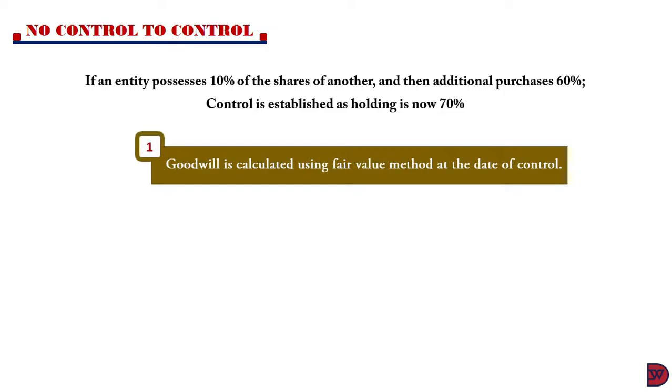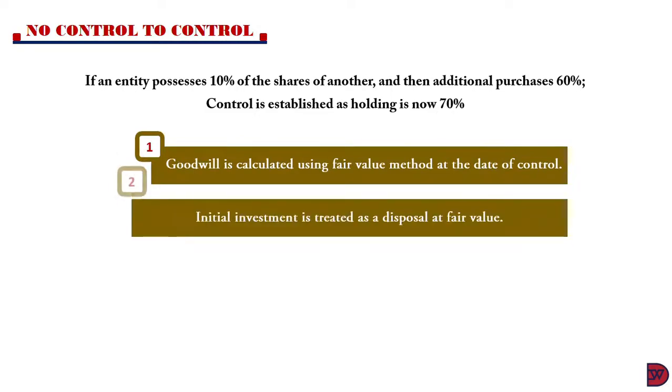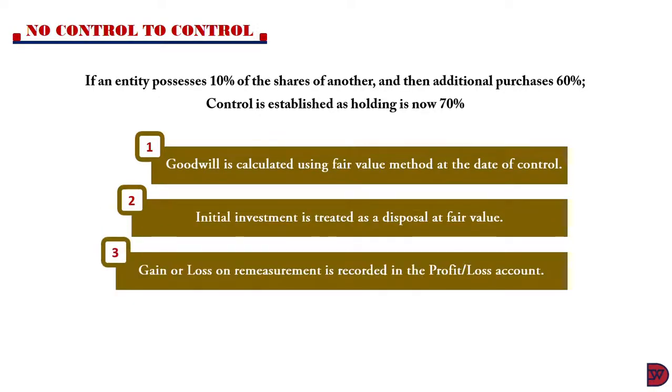So when that happens, goodwill will now have to be calculated using the fair value method at the date that control is established. Then secondly, the initial investment, that is the one that was paid out to own the 10%, will now have to be remeasured to fair value and treated as if it was disposed of. Then the gain or loss on the remeasurement in step 2 has to be recorded in the profit or loss account.